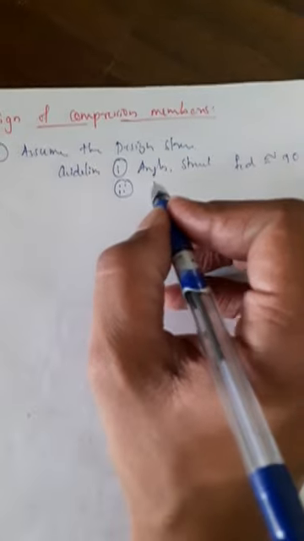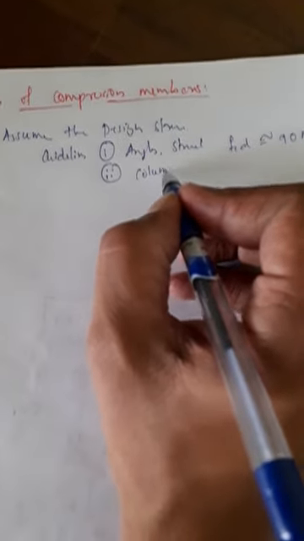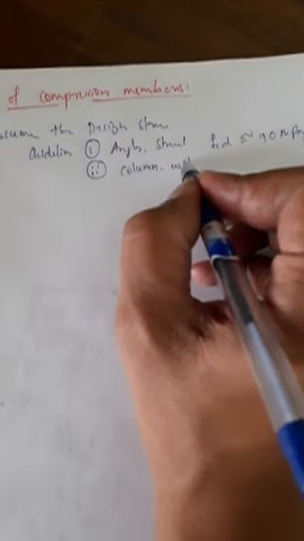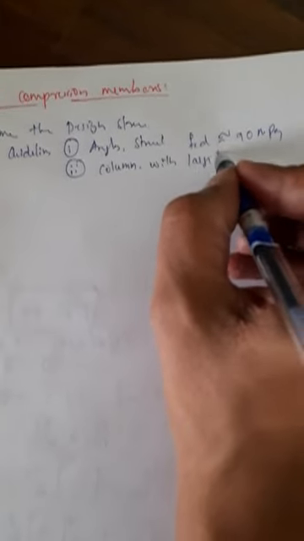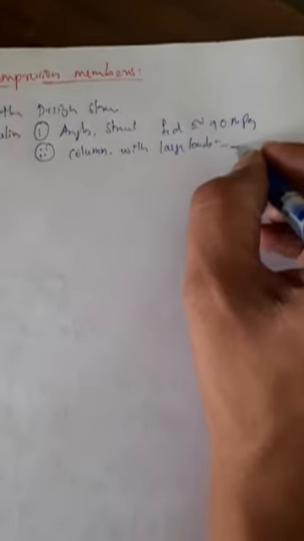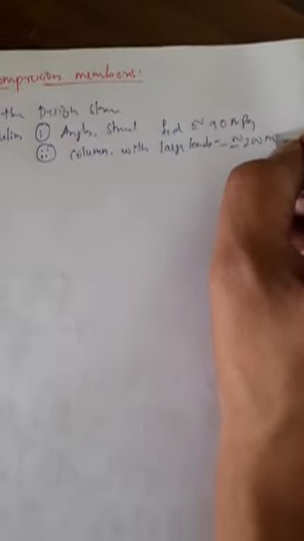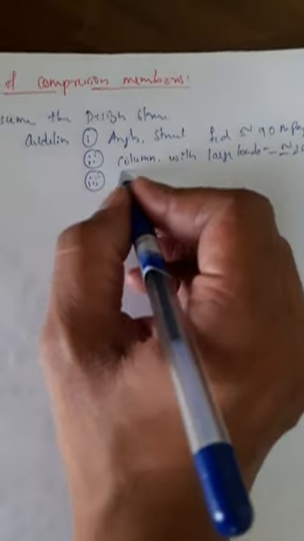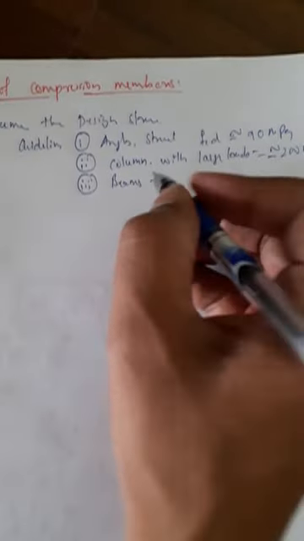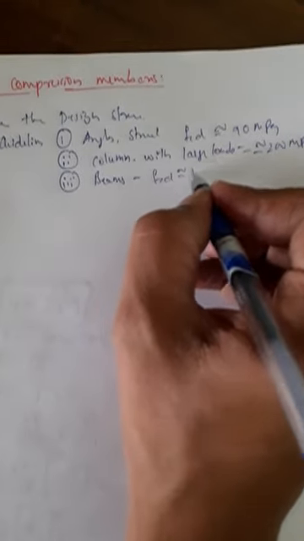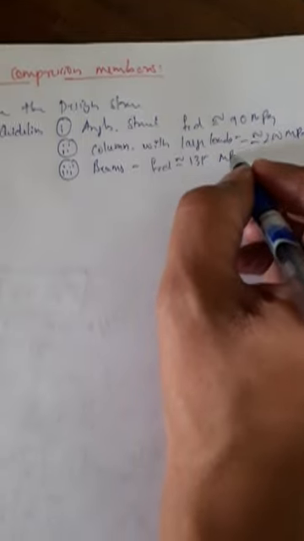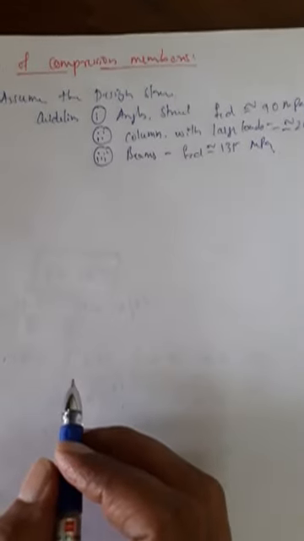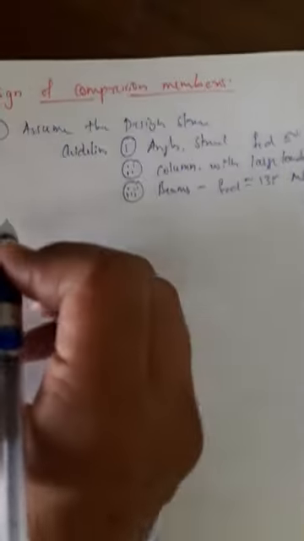Next, for columns with large loads, in the sense in the range of 4000 or 5000 kilonewtons, you can assume 200 MPa. If you are designing beams, that is flexure members, you can assume FCD in the range of 135 MPa. Already you know the load P. Load P is given in the problem.